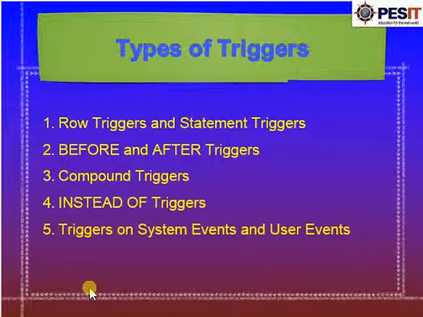Next we see a statement trigger. It is fired once on behalf of the triggering statement, regardless of the number of rows in the table that the triggering statement affects, even if no rows are affected. For example, if a delete statement deletes several rows from a table, a statement-level delete trigger is fired only once.